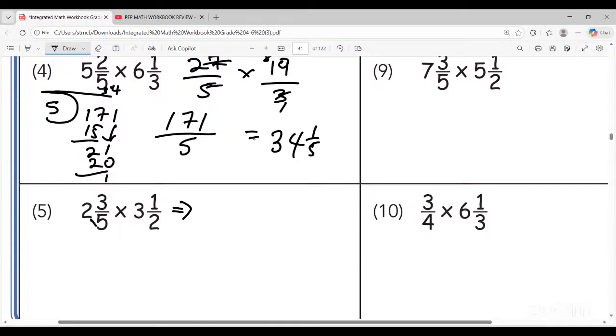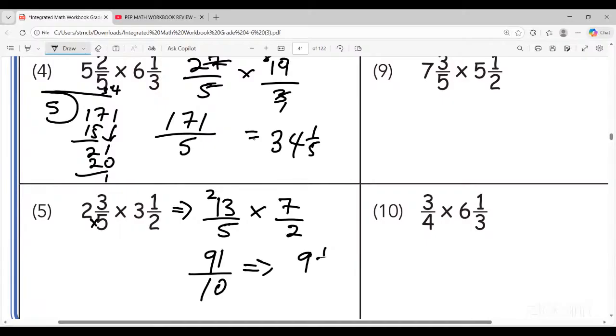All right, so we have 2 times 5, which is 10 plus 3, 13 over 5. 3 2s are 6 and 1, 7 over 2. Now the rule says numerator by numerator, so that should give you 7 3s is 21. And of course 5 2s is 10. How many groups of 10 can we get out of 91? 9 groups, remainder 1.